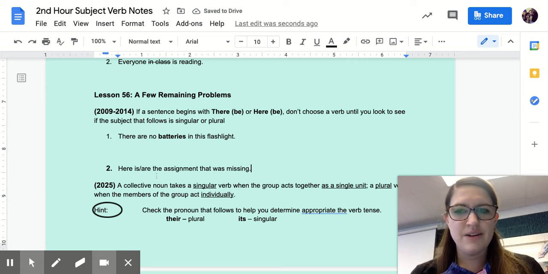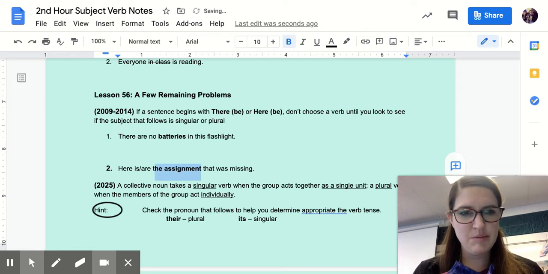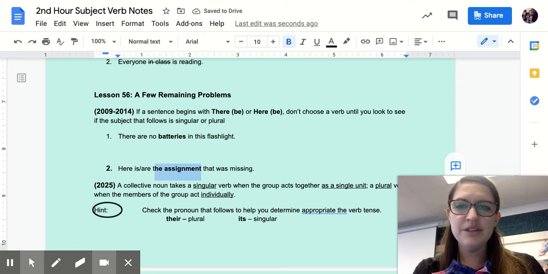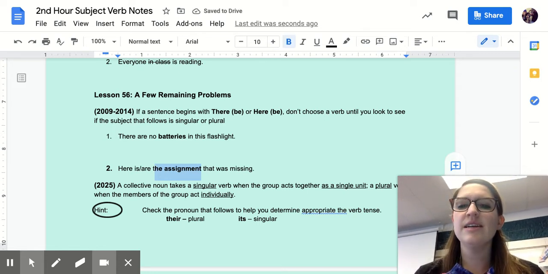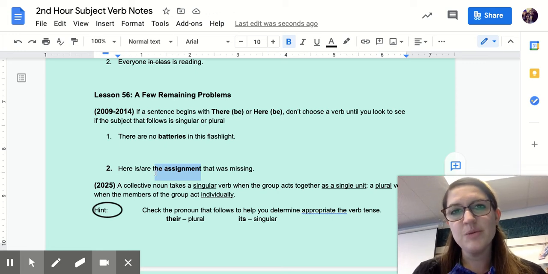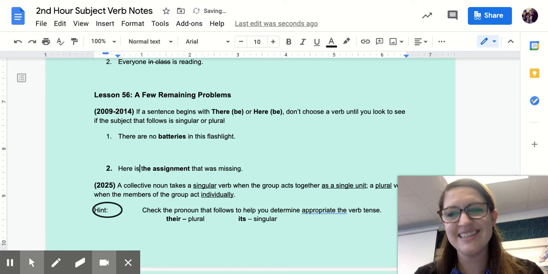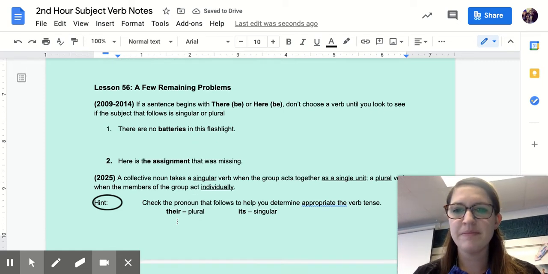So what is or are there in this sentence? The assignment, that's our subject. Is it singular or plural? It's one assignment, so it's singular. So we want the singular verb, which would end with an S. So here is the assignment that was missing.